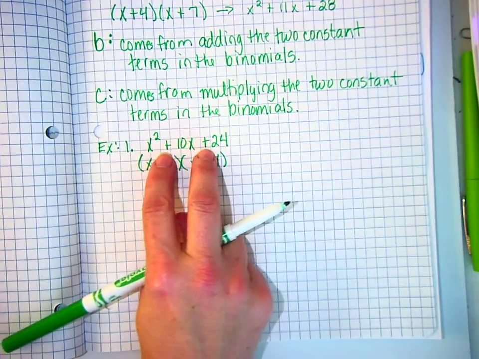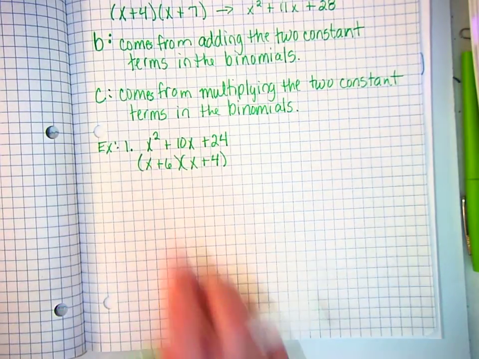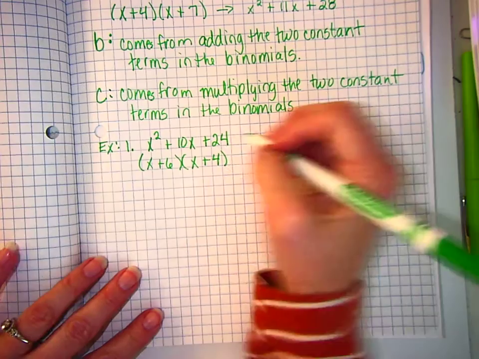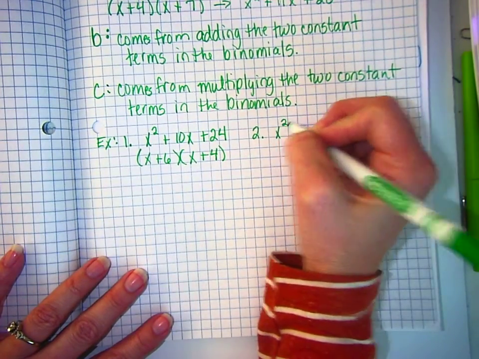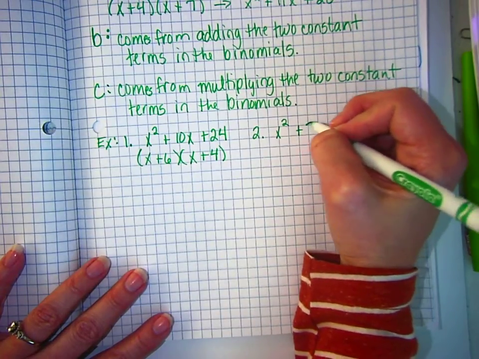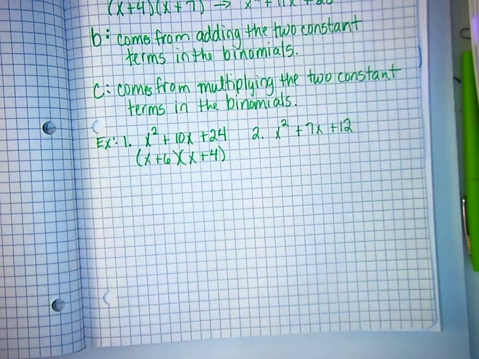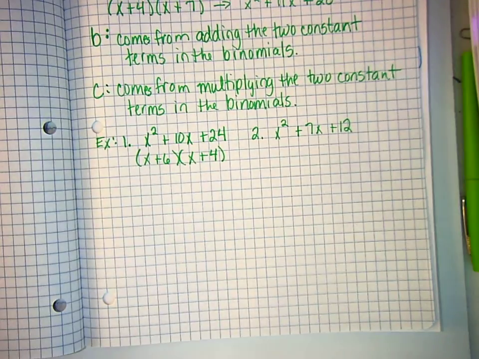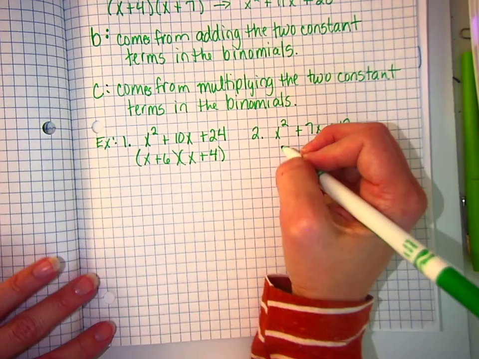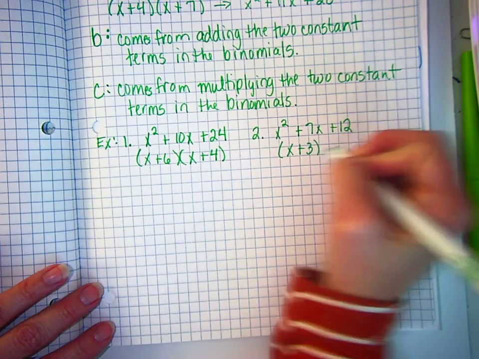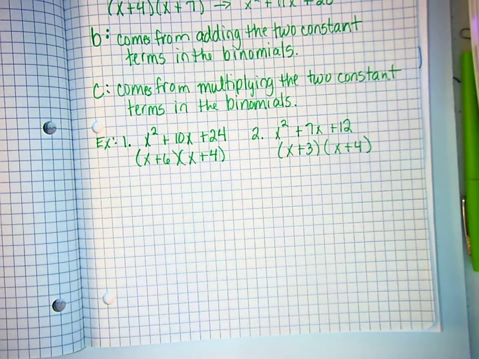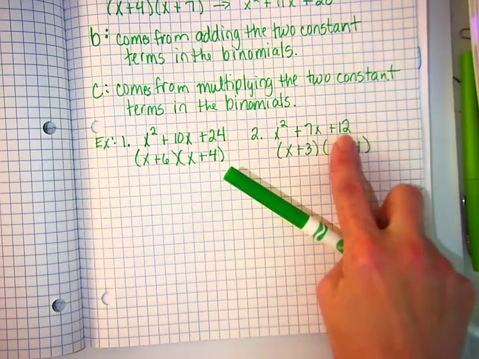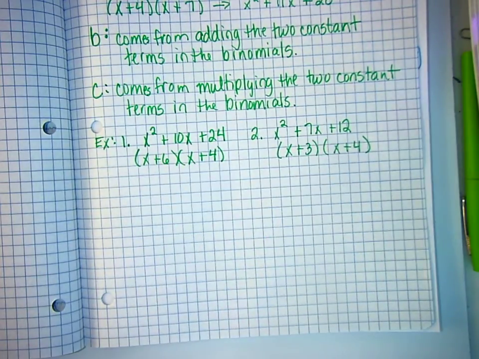Has anybody started thinking, well, what if I have some minus signs in here? Okay, good. Number 2, we're not getting minus signs yet. We have x squared plus 7x plus 12. Raise your hand when you have it. What do we have here, Dylan? X plus 3 versus x plus 4. Y'all are fast. Okay, two numbers that multiply to make 12, but add to 7.